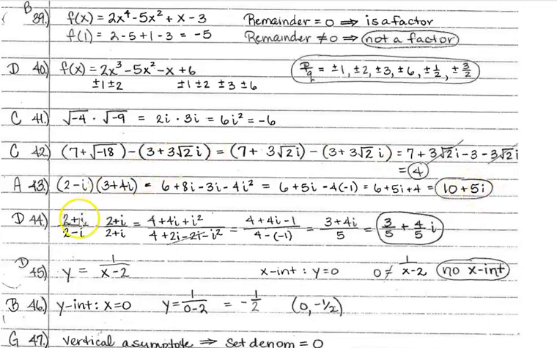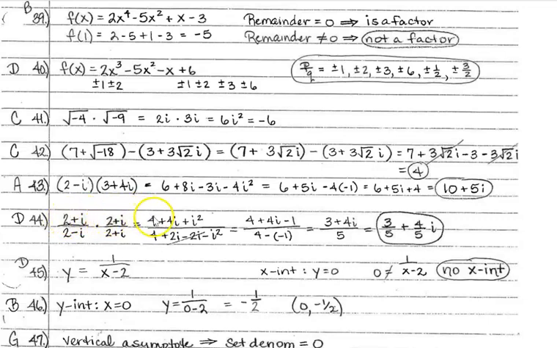All right, then for 44, we had 2 plus i over 2 minus i, and we're not allowed to leave an i in the denominator because that's the square root of -1, and you can't have a radical in the denominator. So we're going to multiply by the conjugate. It's the exact same numbers, but the opposite sign in between. And what I do to the bottom, I do to the top. So let's FOIL our numerator.